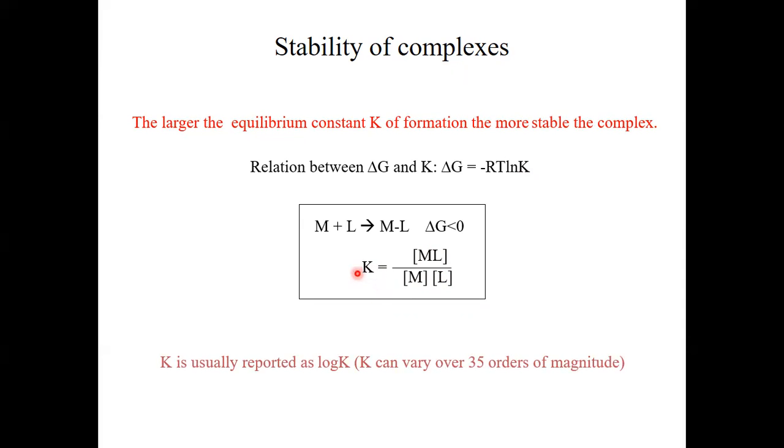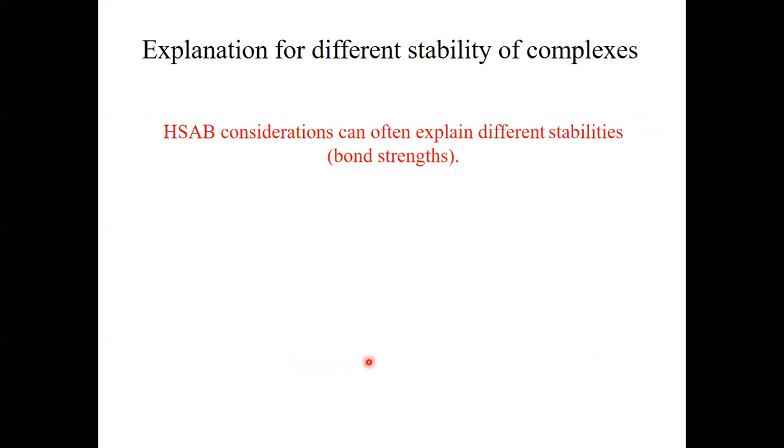All right. So K itself can vary over many orders of magnitude, actually 35 orders of magnitude. Therefore, often K is given as the decadic logarithm of the K value.